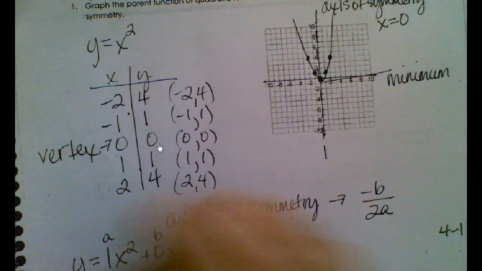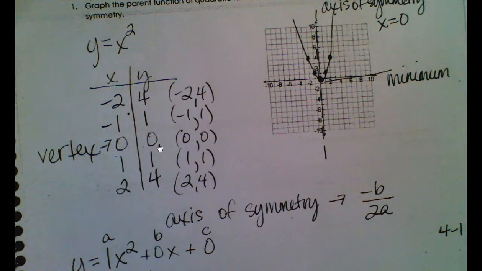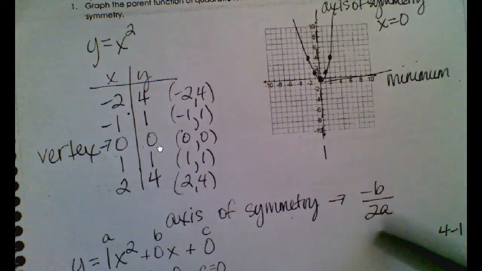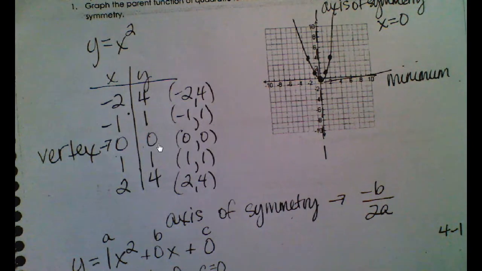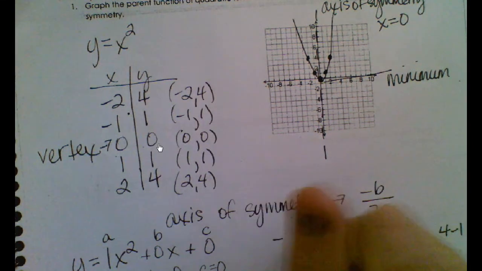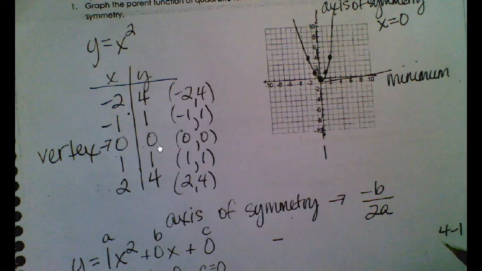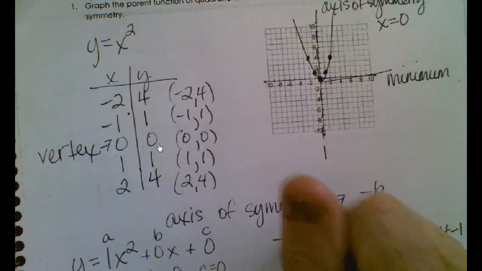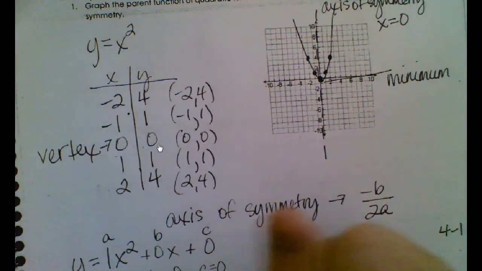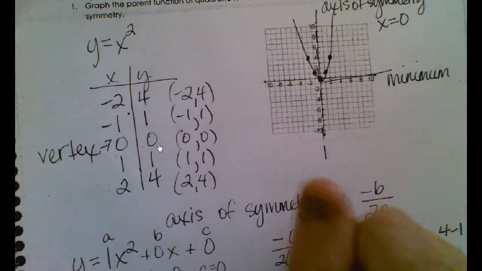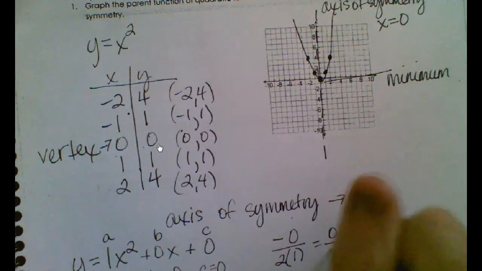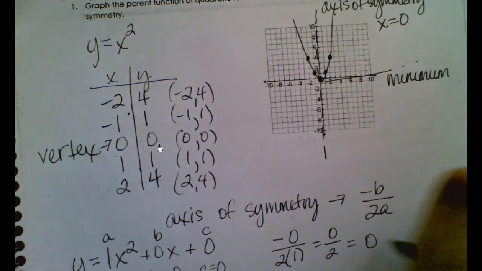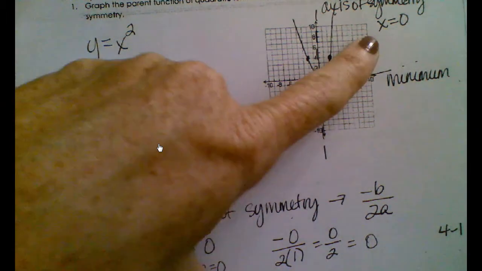Here, let me help you with this. That's the standard form, right? So what's b equal? 0. And what does c equal? 0. So now can we plug those numbers in over here pretty easily? Okay. So what's the opposite of b? Negative. What's the opposite of our b value? Negative 0, or just 0. And 2 times, what's 2 times 1? 2. What's 0 divided by anything? 0. So that's my axis of symmetry, which is what I set up here.